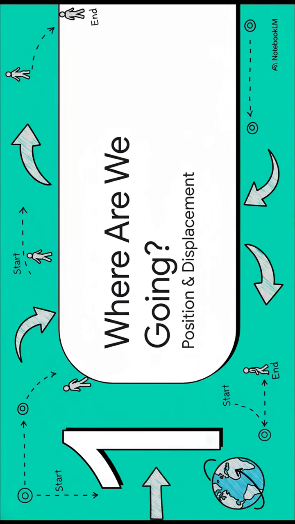So, first things first, where are we going? I mean, before we can even think about how fast something is moving, we have to agree on where it is and where it's been. This is the absolute bedrock of kinematics, so let's nail this down.